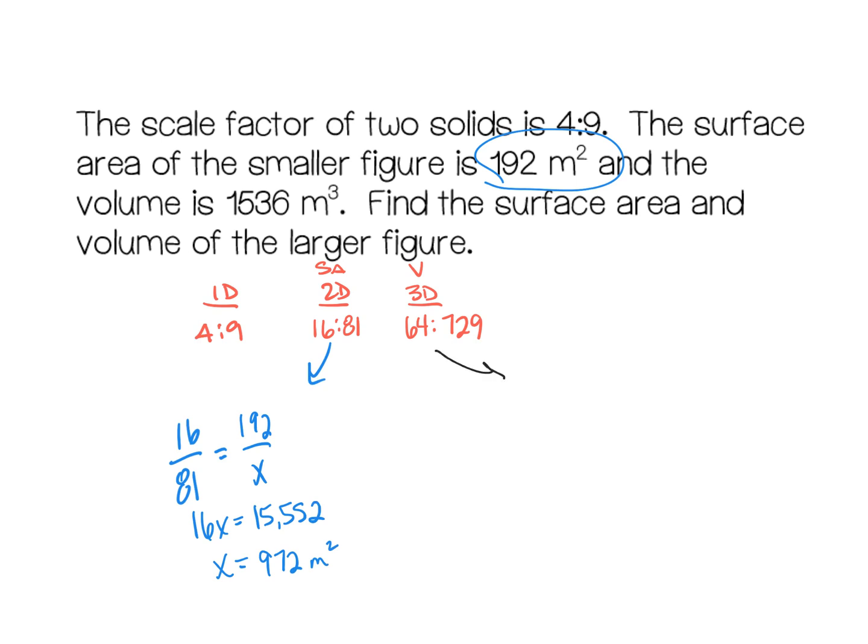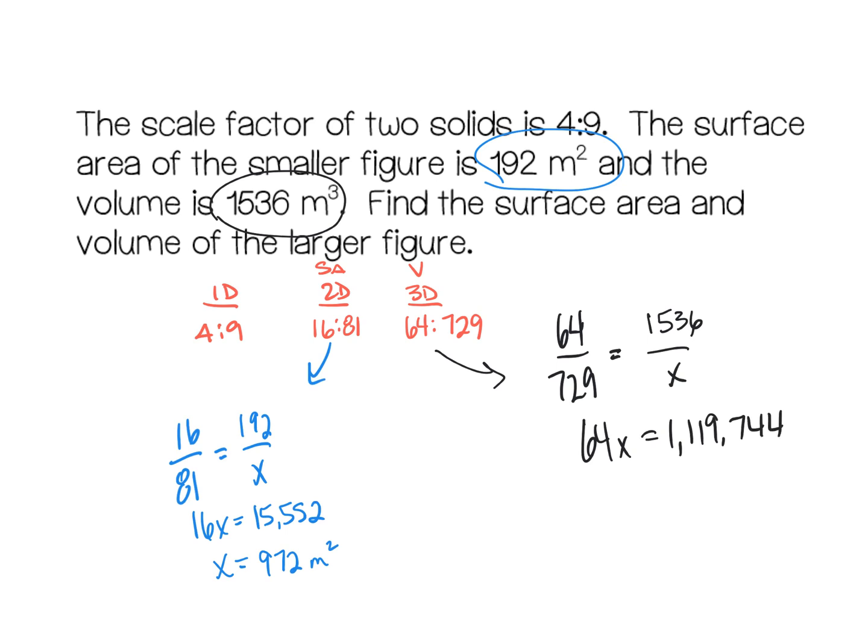Now let's talk volume. The ratio we're going to use is 64 to 729, and it tells us that the volume of the smaller figure is 1,536. We want to solve for the larger volume, so let's go ahead and cross multiply. That's a big number. We've got 1,119,744 divided by 64, and you get 17,496. Again, we're talking volume, so it's cubic meters.